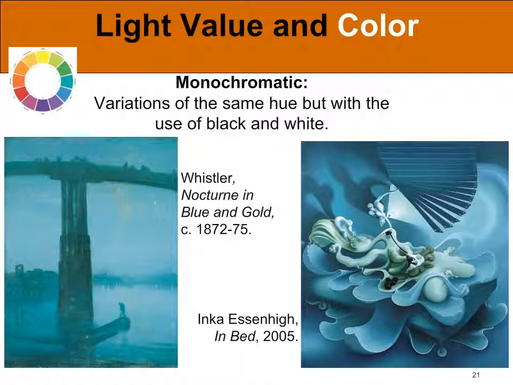There are also color schemes, otherwise known as color harmonies. These 2 images have a monochromatic, mono meaning 1, color scheme. They are variations of the same hue. The only differences that you see here are they've added black and white to the color blue to create values.